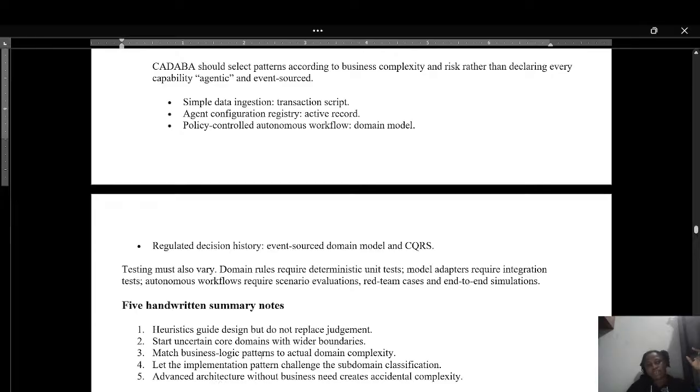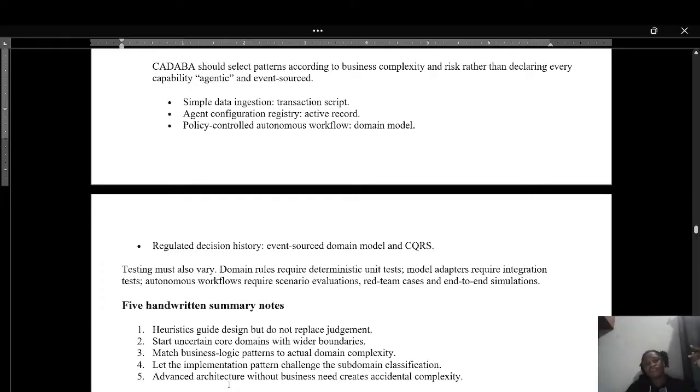So how does this apply to CADABA, agentic system design? When you are designing agent tools, remember we said that you should select agents based on the subdomain. So an agent that works for procurement cannot work for IT operations, for instance. So you are designing a specialized agent for each business subdomain, okay? And then when you are selecting patterns for the agentic system, select according to the business complexity as well, and the risk that is at hand.